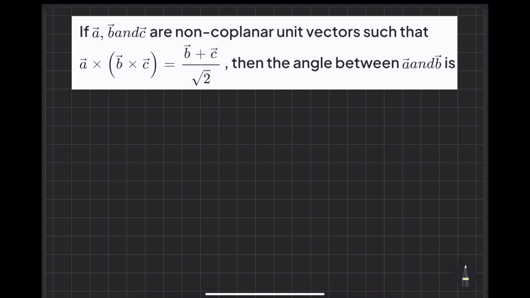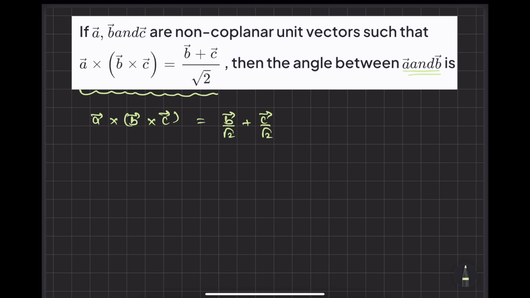So, we got a wholesome new problem which says: if vector A, vector B, and vector C are non-coplanar unit vectors such that A cross (B cross C) equals B by root 2 plus C by root 2, then the angle between vector A and vector B is... Now, just solve this question very carefully. So, the idea is we have A cross B cross C, giving priority to B and C, equal to vector B by root 2 plus vector C by root 2. So we have only one equation, and from this equation only you have to solve.